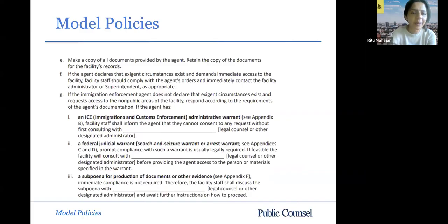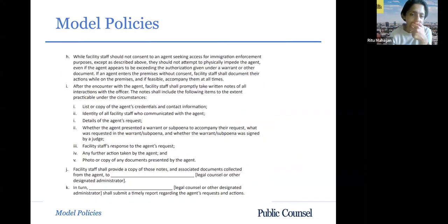And these are just, again, best practices to follow. Make a copy of any documents provided by the agent, describe what warrant they provided, and document and record everything that's being given to you. Again, this is more about documentation and the information you should be recording about the interaction with the agent.